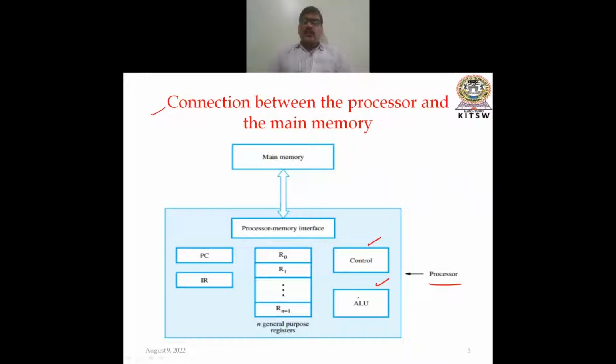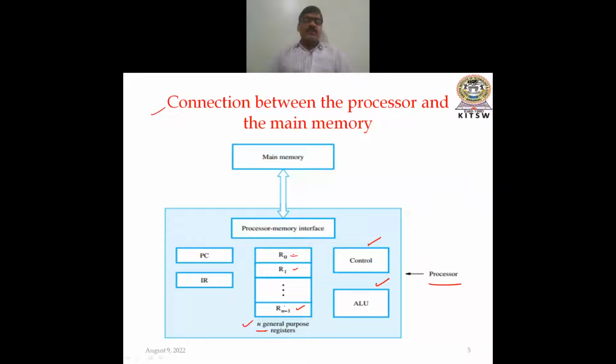The arithmetic logic unit is used for performing arithmetic and logic operations, whereas the control unit is used for controlling all the components available within the processor and coordinating the operations we can perform between them. Now the processor will have general purpose registers like R0, R1 and so on up to Rn minus 1. So there are n general purpose registers in every processor.